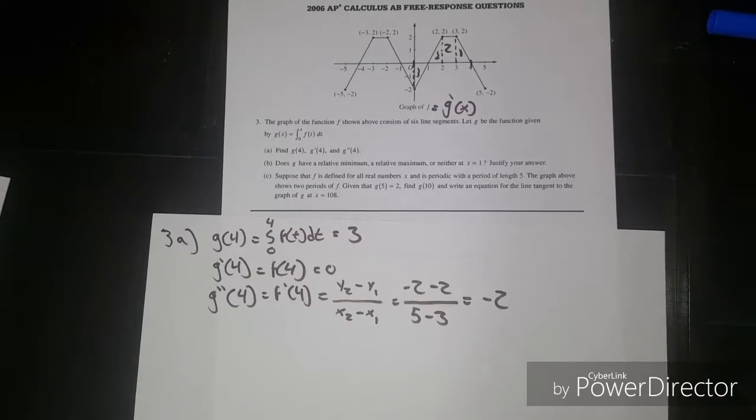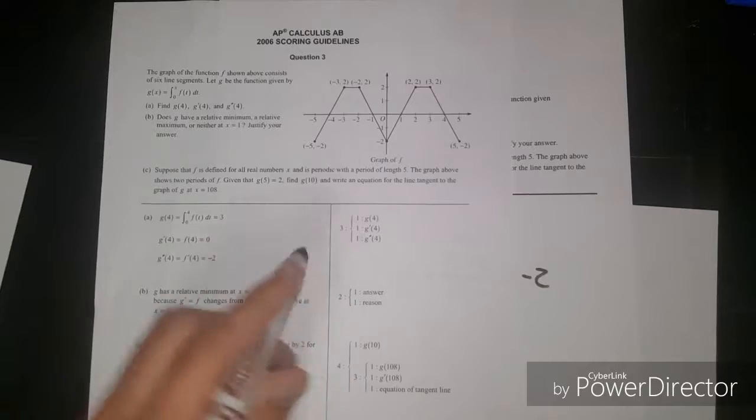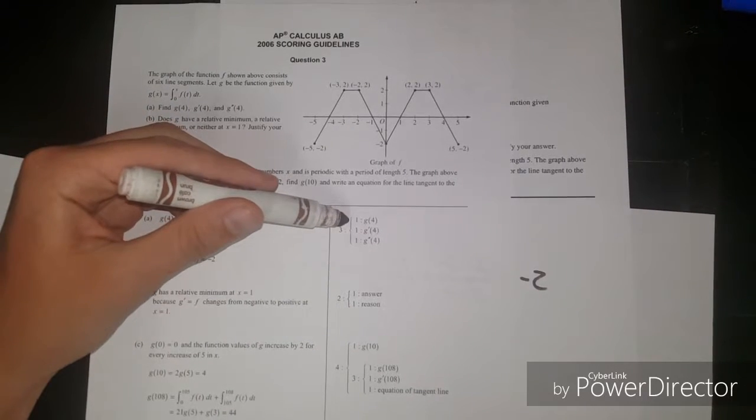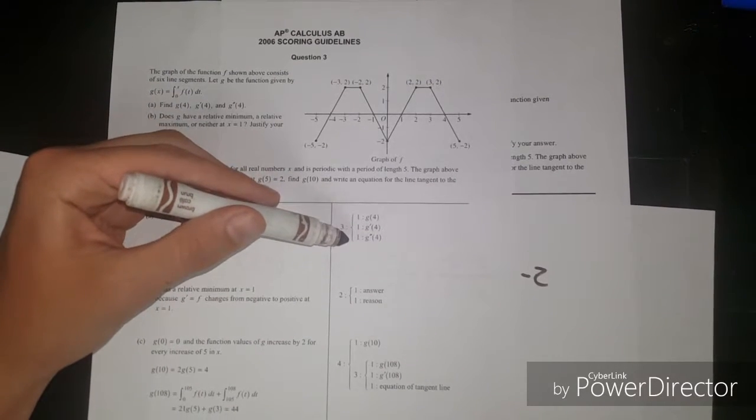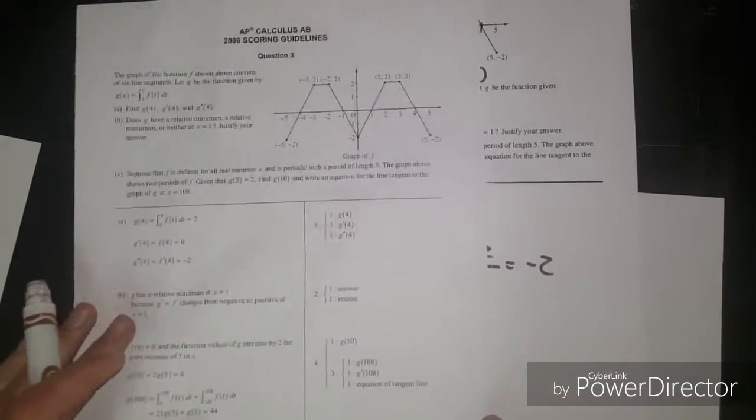So that's part A. So we'll look over here to the scoring guide real quick. You can see you get 3 points. 1 for the correct g of 4, 1 for the correct g prime of 4, and 1 for the correct g double prime of 4. And we got 3, 0, and negative 2. Those are our first 3 points.